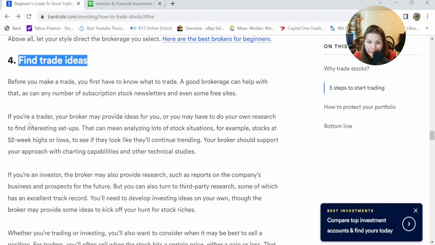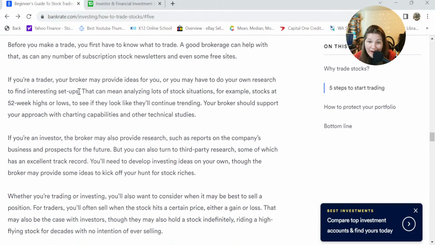So if you're a trader, your broker may provide ideas for you, or you may have to do your own research to find interesting setups. That can mean analyzing lots of stock situations. For example, stocks at 52-week highs or lows to see if they look like they'll continue trending. Your broker should support your approach with charting capabilities and other technical studies.